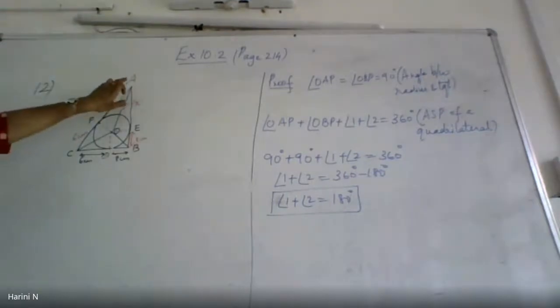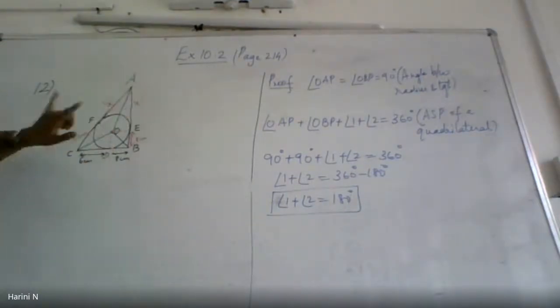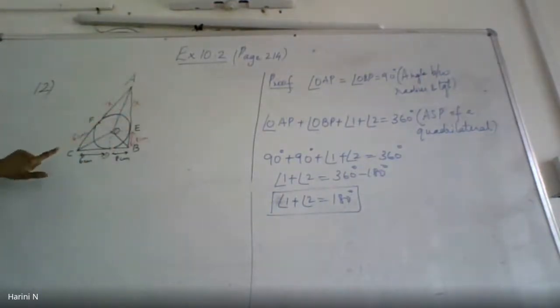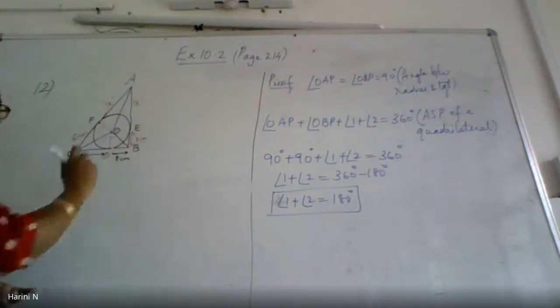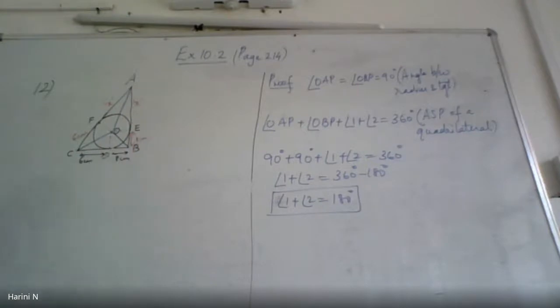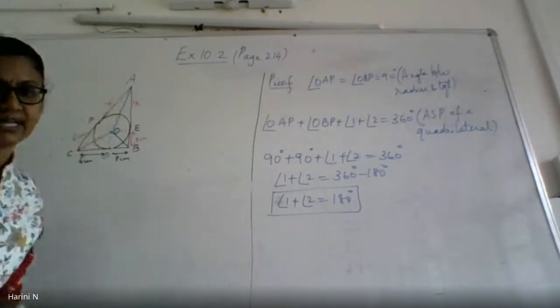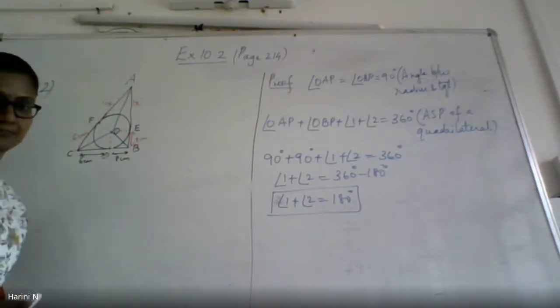Alright. From the external point A, AF and AE are tangents, so they will be of equal length. From the external point C, CF and CD are tangents, so they will be of equal length. From the external point B, BE and BD are tangents, so they will be of equal length. So this much I could do. Is it not? So now I can find the area of triangle ABC.